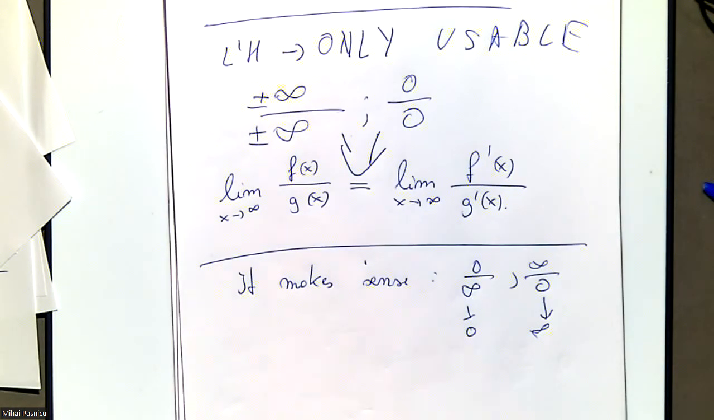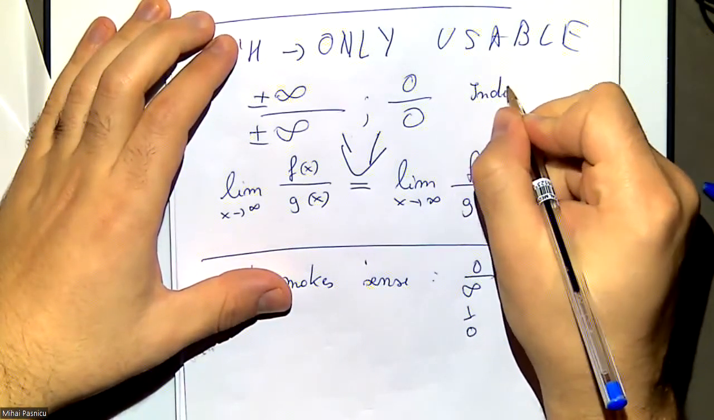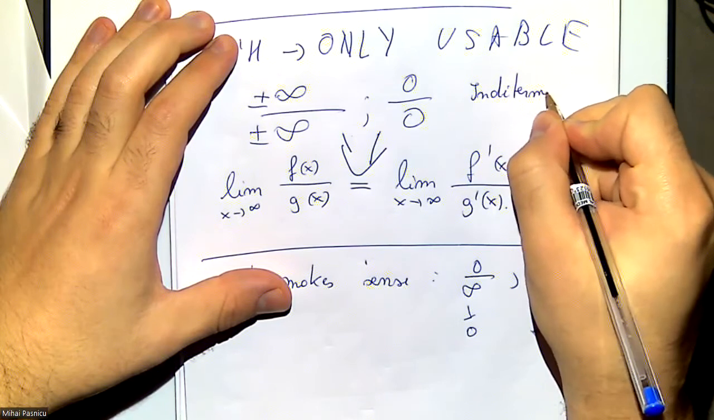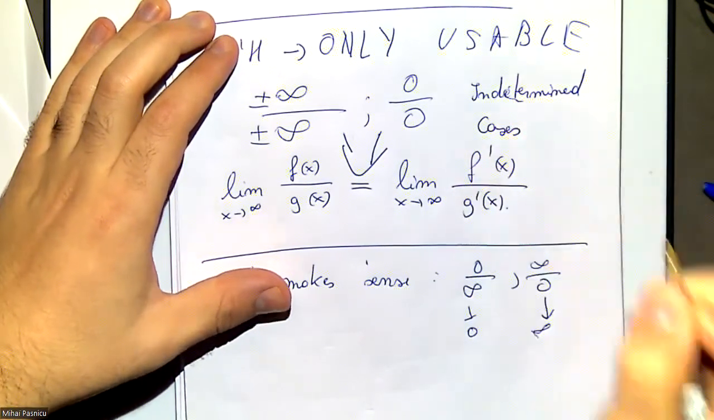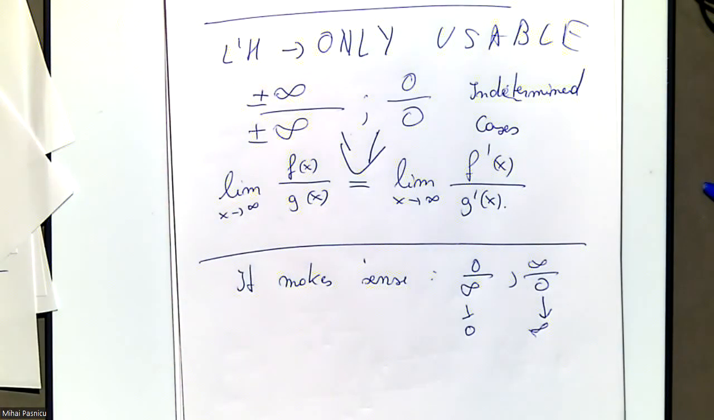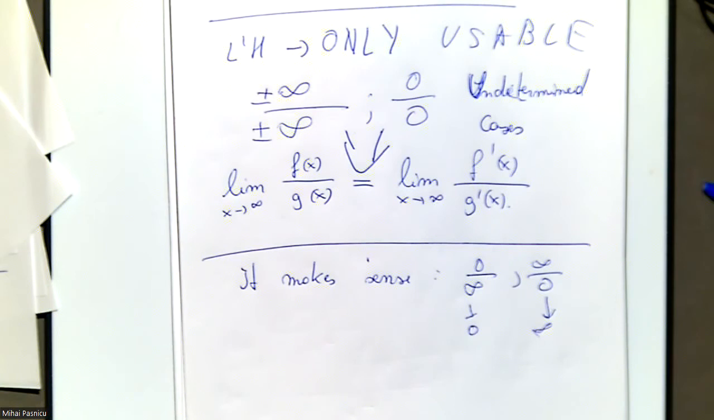So the idea is that you only use it in indeterminate cases. These are called indeterminate, I think I made a typo, but it doesn't matter, cases. In undetermined cases. My English is getting bad. Okay, so it's undetermined cases. These are the only undetermined cases. Everything else you don't need to apply L'Hopital to. And moreover, it's wrong to apply.